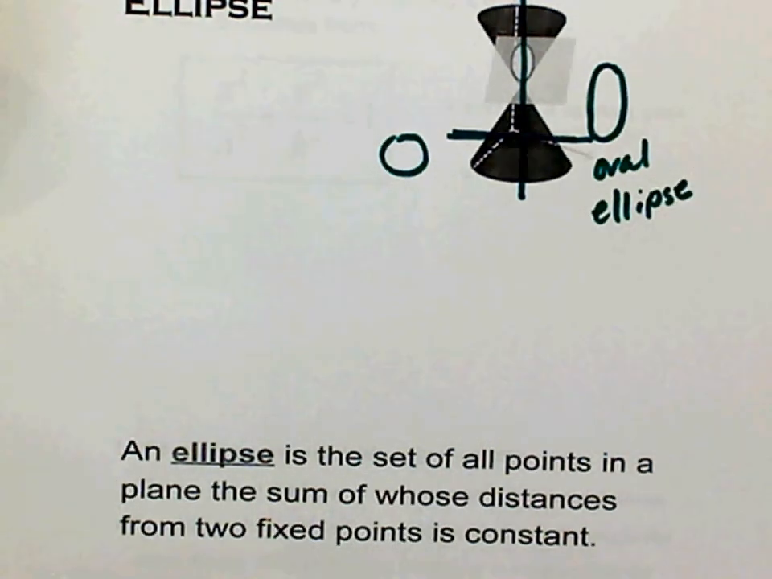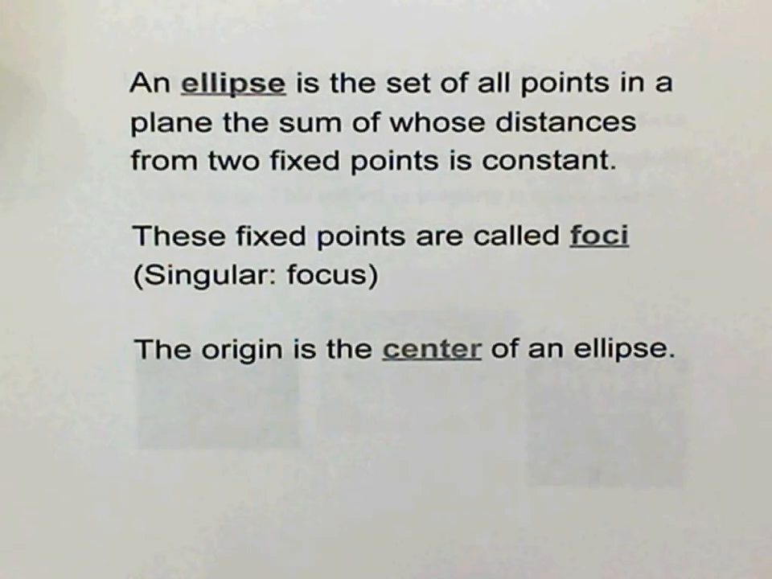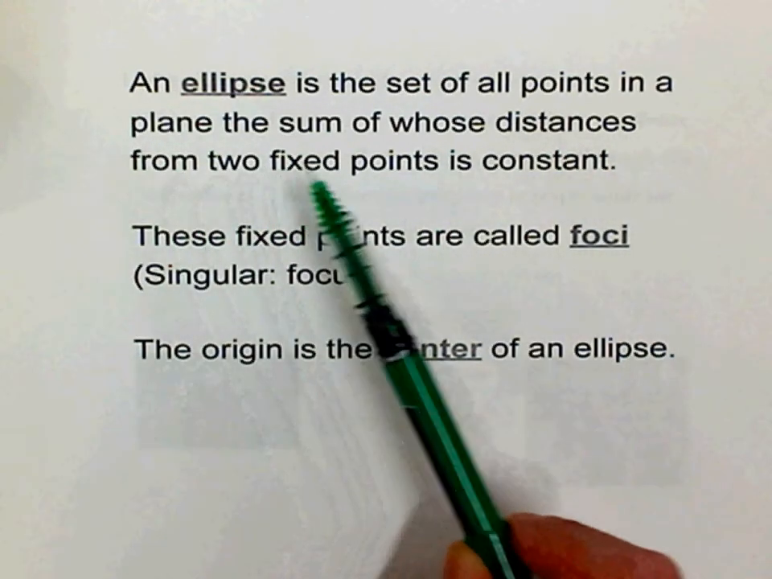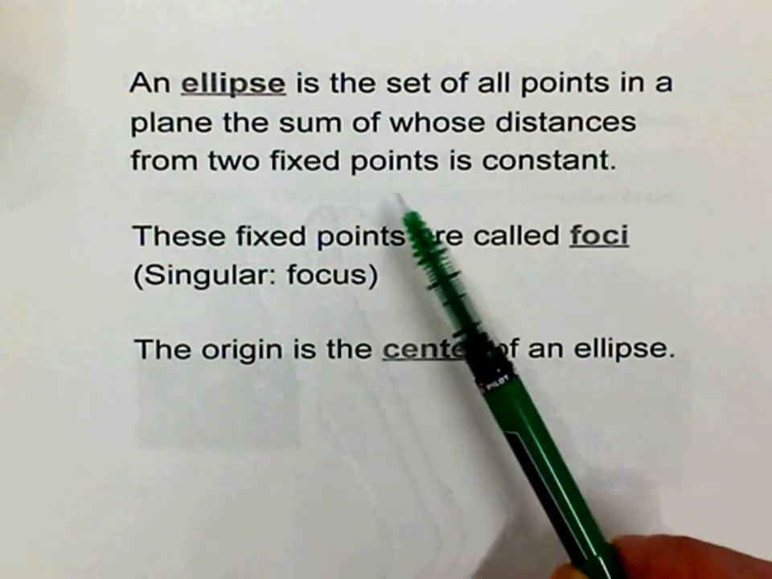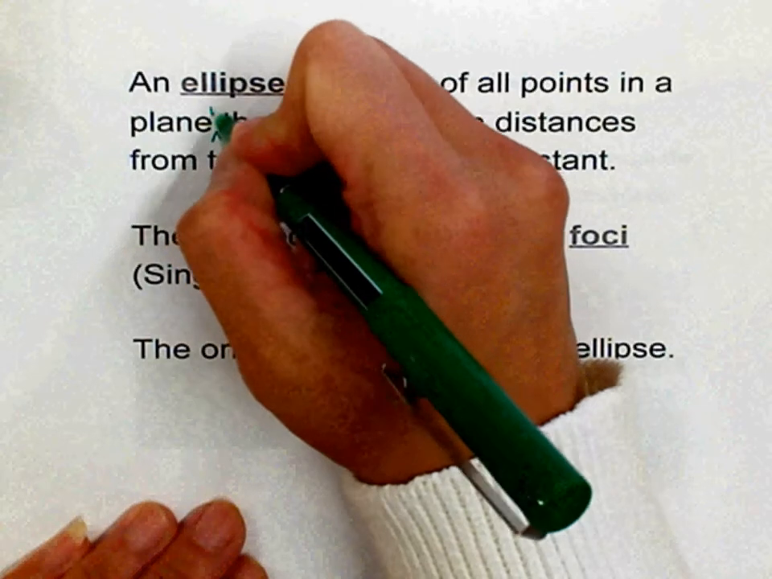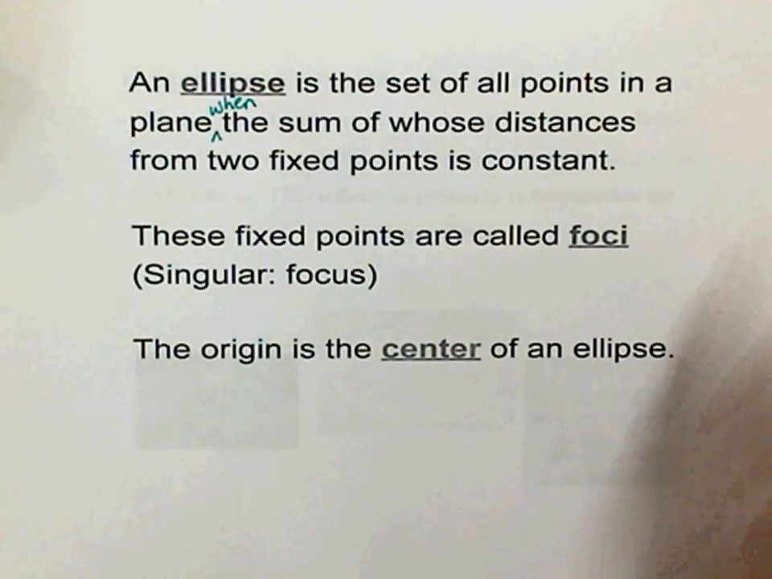Okay? All right. So let's go ahead and fill out our notes. Ellipse. What is an ellipse? An ellipse is a set of all points in a plane, the sum of whose distance from two fixed points is constant. When the sum, I guess I should add that word. When the sum of whose distance from two fixed points is constant.